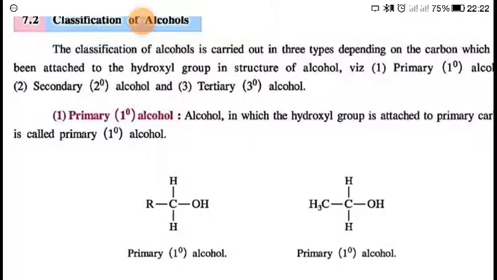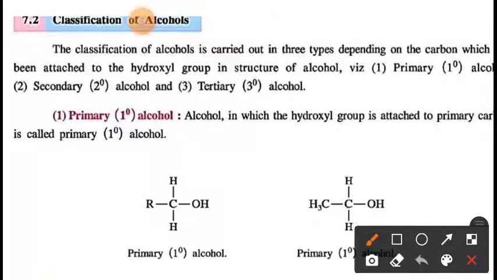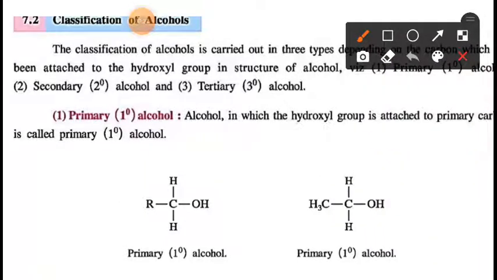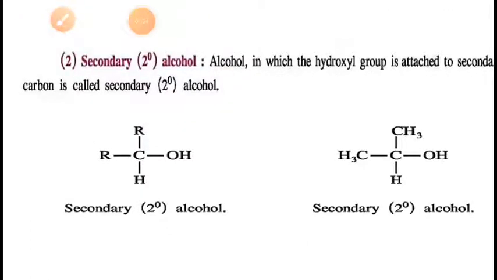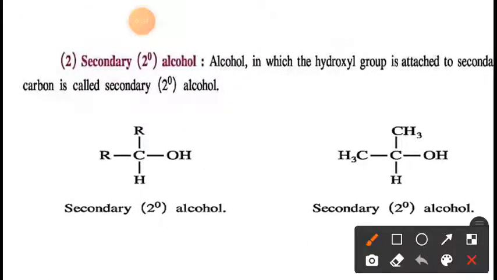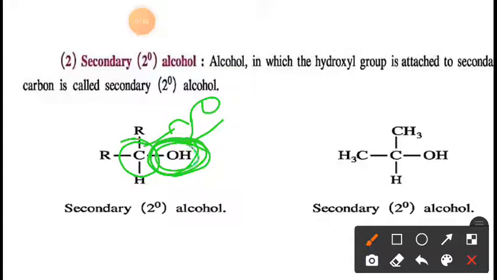Okay, now next is, if the carbon is attached to two other carbons, so at that time it will be 2 degree. As you can see here, this is called what, 2 degree carbon or secondary alcohol. As you can see, this carbon here is 2 degree, right? So since this carbon is 2 degree here, and the OH is attached to this 2 degree carbon, right? So that is why it is called secondary alcohol.